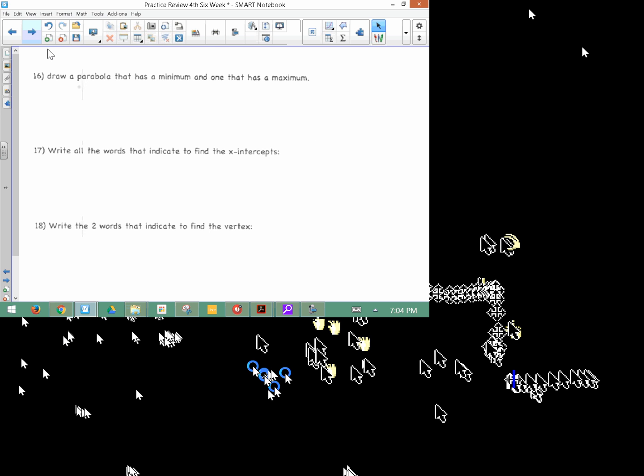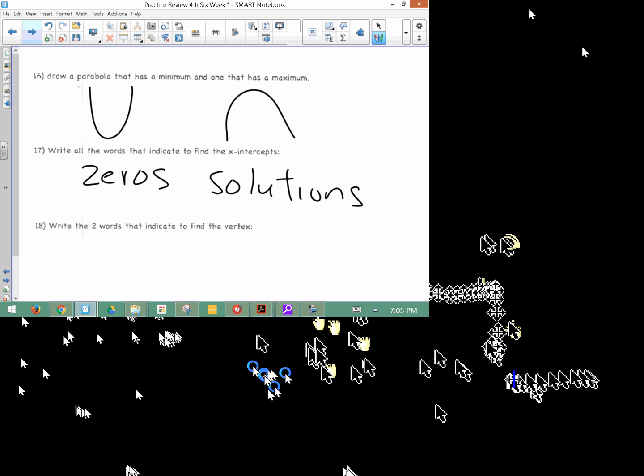Okay. Draw a parabola that has a minimum and one that has a maximum. Well, a minimum looks like that. One that has a maximum looks like that. Other words that mean x-intercept: zeros, solutions, roots. That's another one. Okay. Right? Two other words that mean vertex: the vertex is a minimum or it's a maximum.